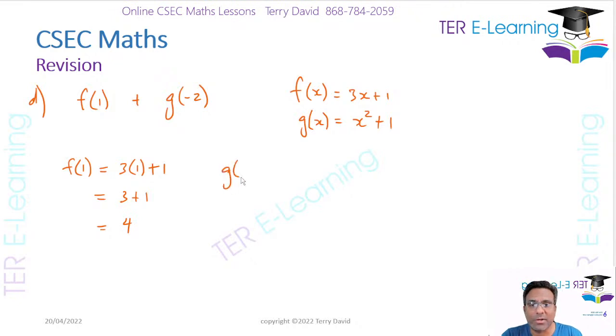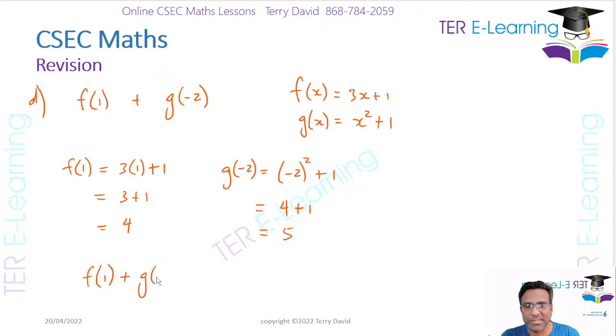Then I need to work out g of minus 2. So this is going to be minus 2 squared plus 1. Minus 2 multiplied by minus 2 is going to give me positive 4, plus 1, and that's going to give me 5. So therefore, f of 1 plus g of minus 2 is going to be 4 plus 5, and that's going to give me 9. These are all types of questions that CSEC can bring in the exam.